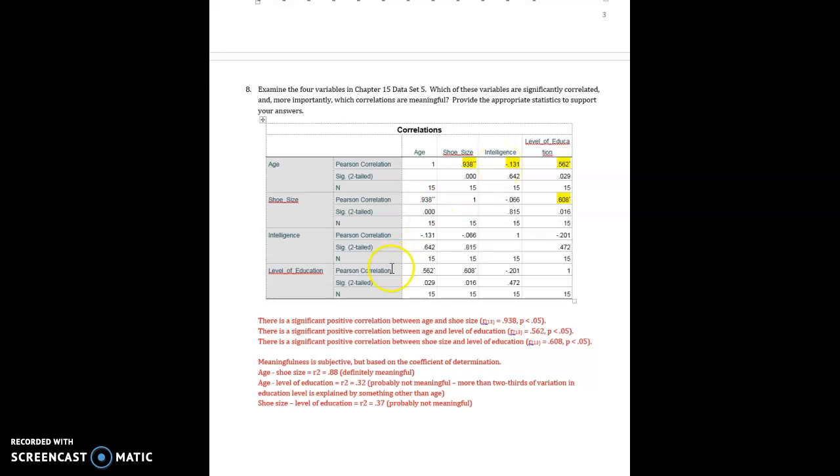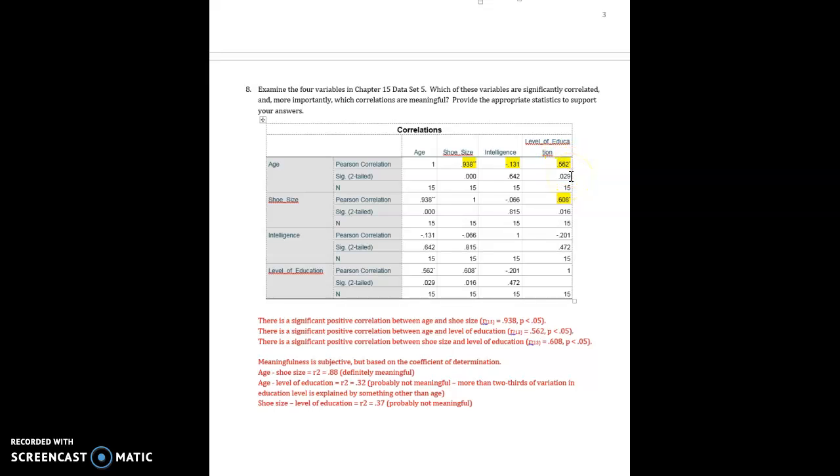Let me start over. This one for intelligence, we see that is not significant, right? Because the p-value is greater than 0.05. So we don't need to report that one. Then the next one is the correlation between age and level of education, which is here.